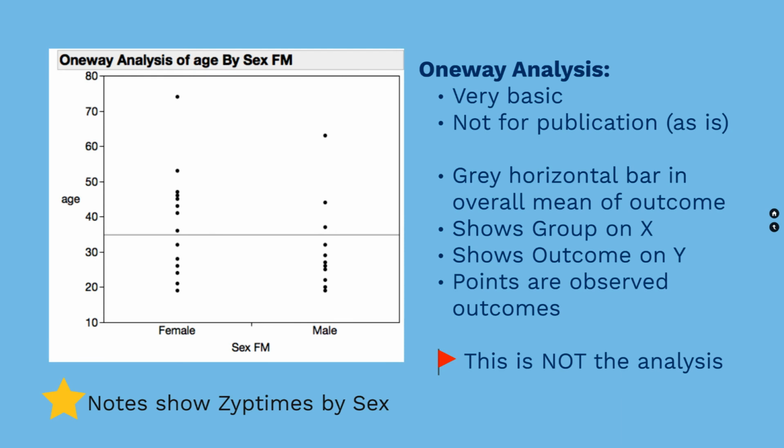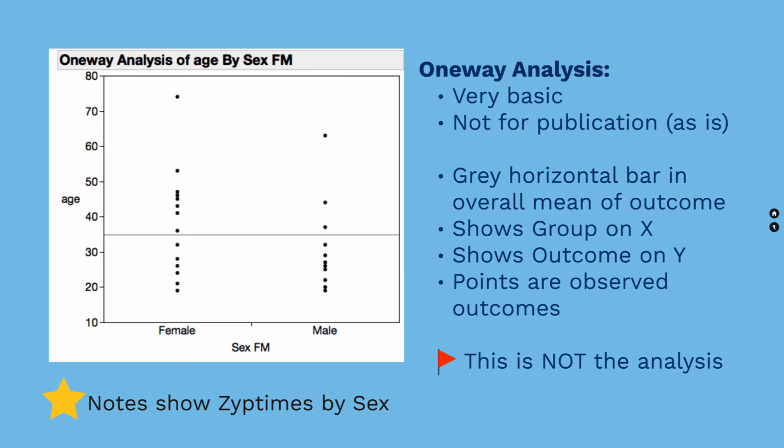When you initially fit Y by X for a continuous outcome and a categorical X, you will get a graph that looks like this. This is not your analysis. In this case, unlike a contingency table, you have to tell JUMP what you want. It's very basic. Again, this graph is not for publication. This is a starting off point.